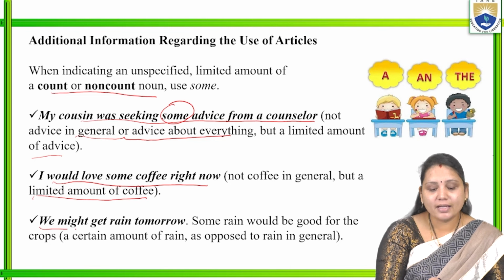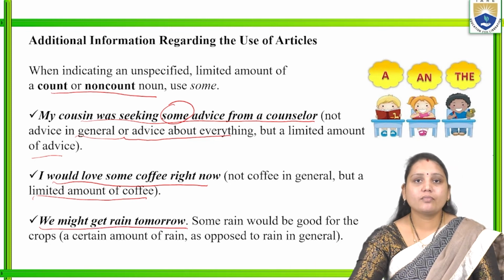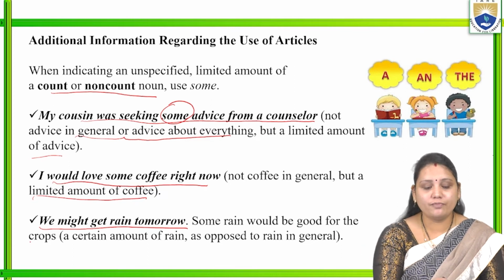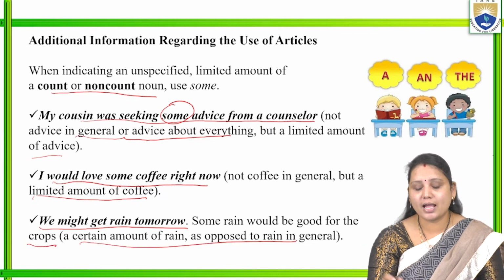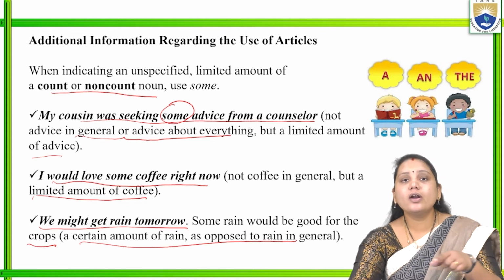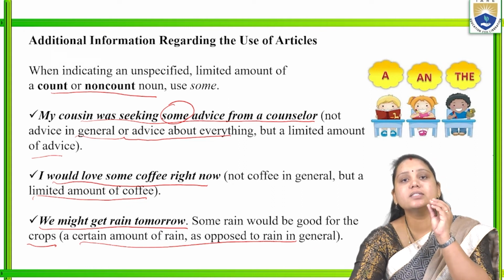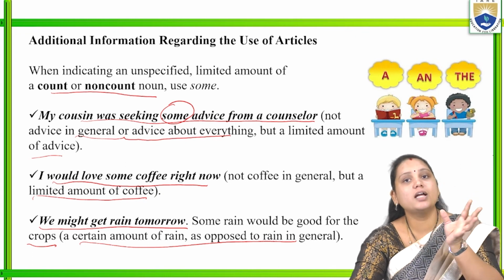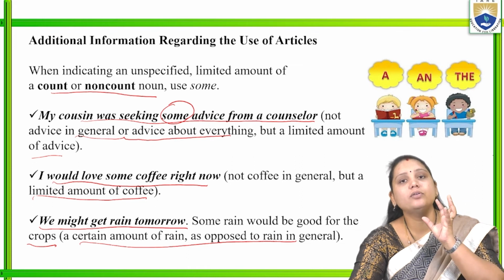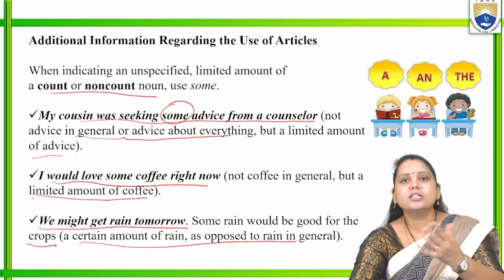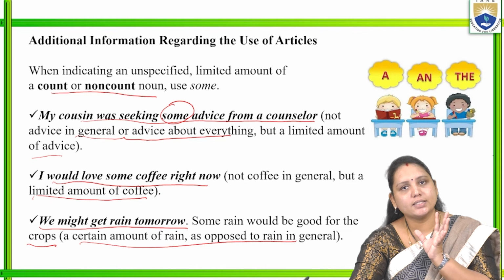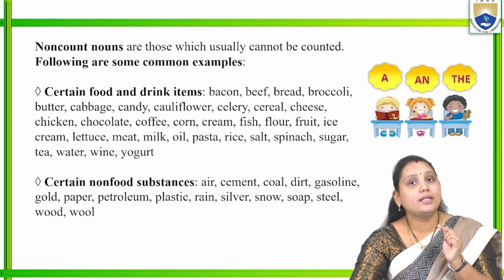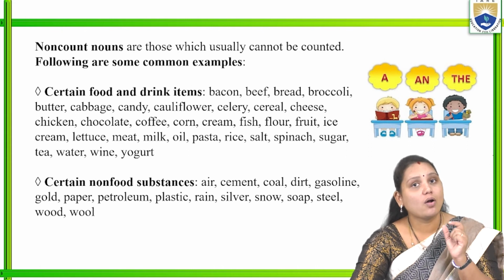Next, we might get rain tomorrow. Some rain would be good for crops. A certain amount of rain as opposed to rain in general. According to the sentence, we are looking for some rain, not the drought or floods, not the floods which will take away everything. But we want some rain such that our crops will yield. So, stick to the specific meaning of those entities and try to use a or an.